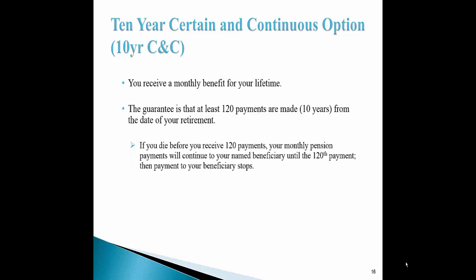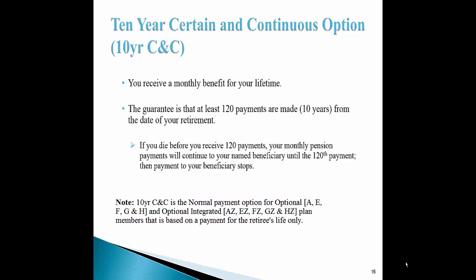If you die prior to receiving 120 payments, your beneficiary will receive the remaining payments. A beneficiary can be any person or entity. Your beneficiary can be changed at any time. This is the normal payment option for members of the optional and optional integrated plans.